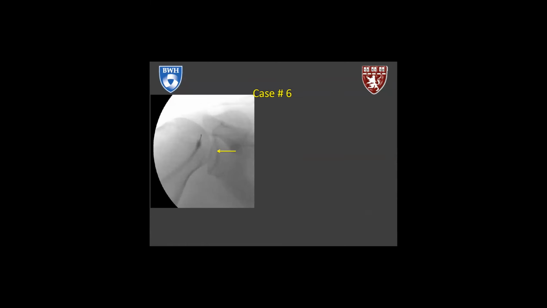All right, so our last case here to look at, so this is case 6. So again, a posterior approach we're attempting. Notice the Grashy view is not ideal. You still see some overlap here, and it doesn't really give you a nice viewpoint, but this is the best that the patient can tolerate. Oftentimes, that's the challenge with the posterior approach, is the ability of the patient to lay in that prone, oblique position.